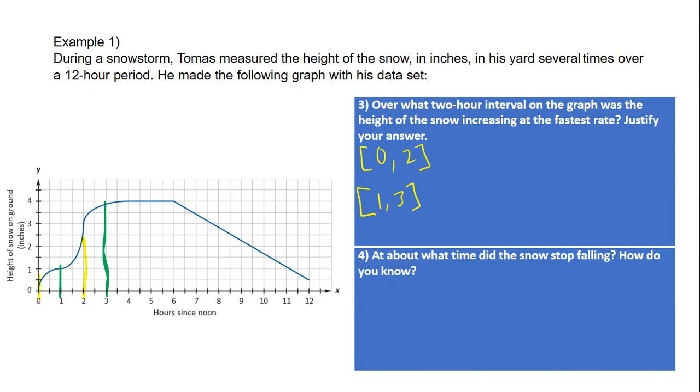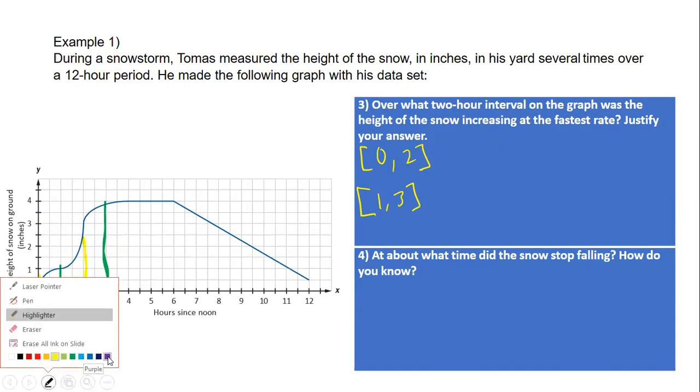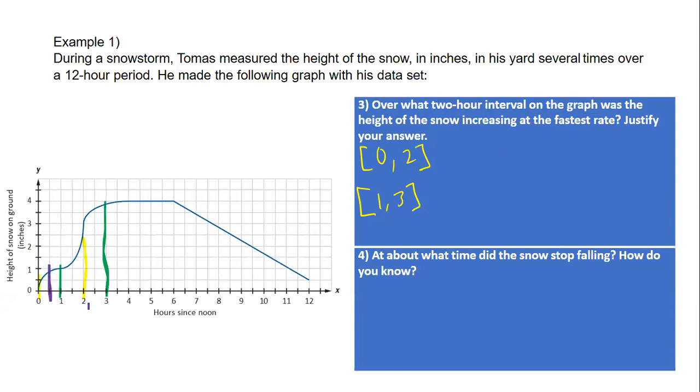Is this a 2-hour interval? So we're in 2 hours. What about 0.5 to 2.5? Could that technically also be an interval? Yeah, it could. That's an interval where it's increasing. So technically there are 3 intervals that I can analyze. I could go from 0.5 to 2.5 and analyze what's happening from there to there, which grew the fastest, right?